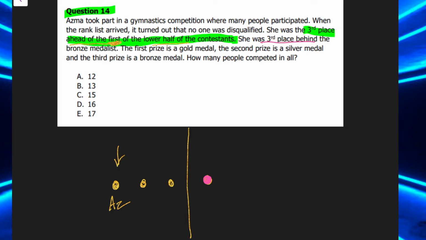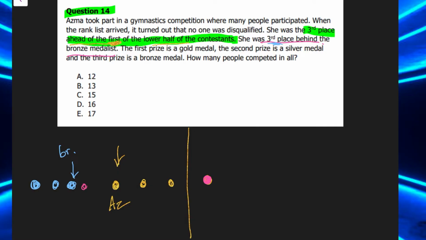And she was 3 places behind the bronze medalist. So now let's look at this side. From the front, of course, because this is the first half, this is the first, second, and this one is the bronze medalist, and it says that she was 3 places behind. So now let me grab another color.